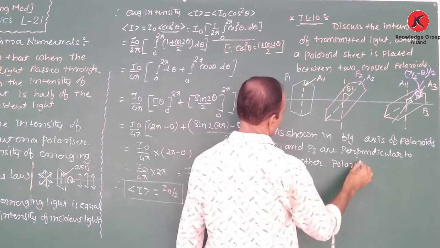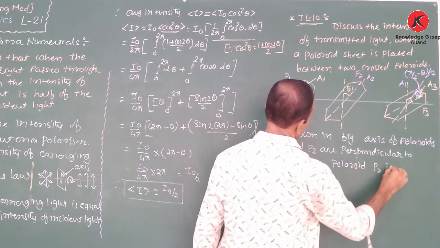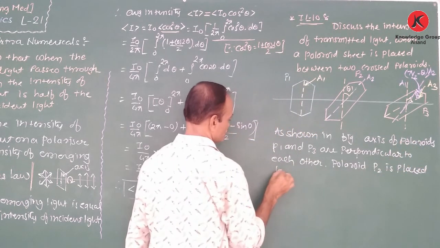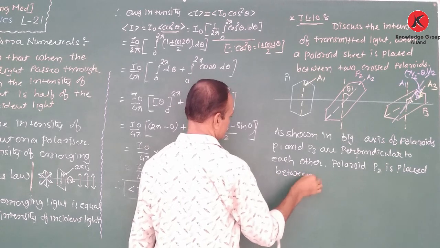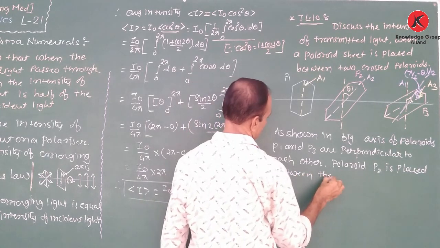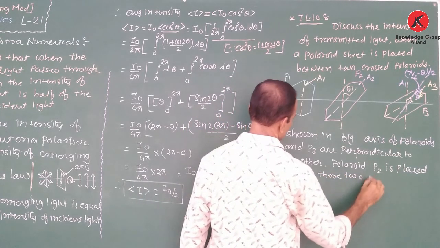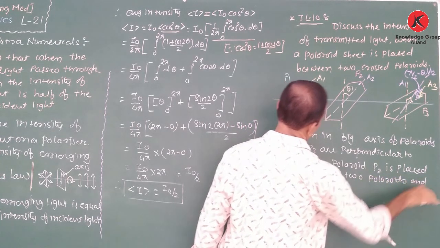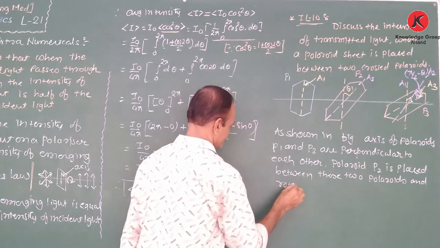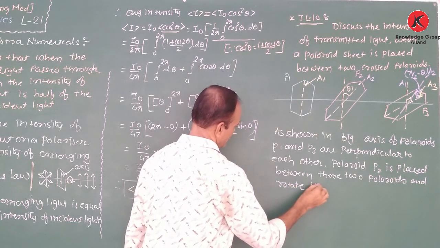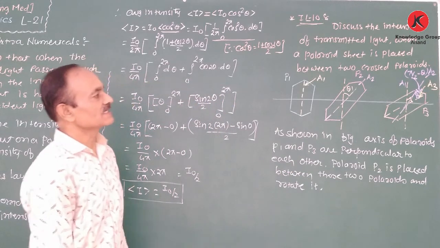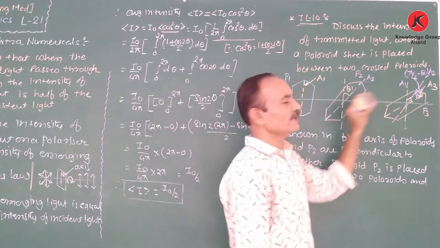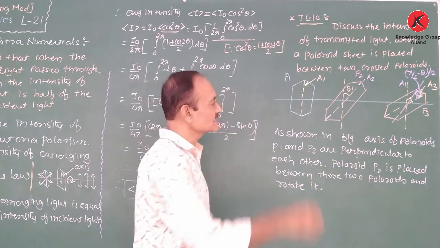Polarities. P2 is placed between these two polarities and rotated. First, here we assume that the angle between the axes A1 and A3 of P1 and P3 is pi by 2.